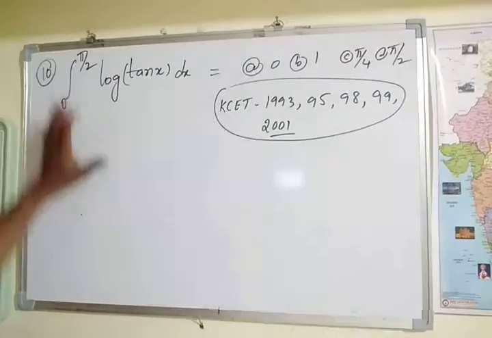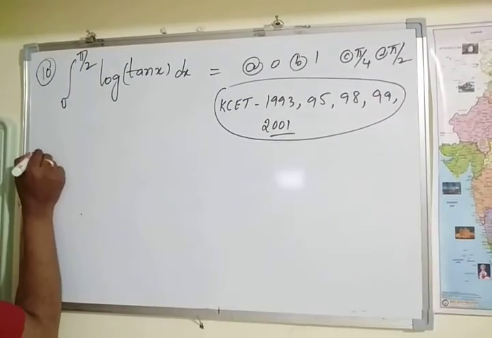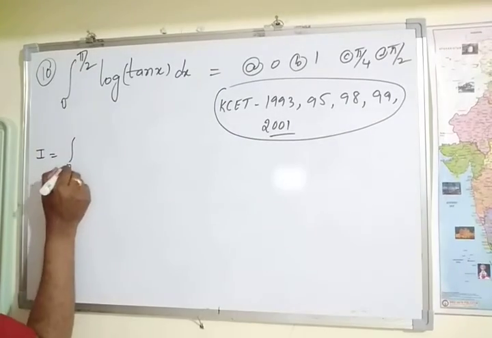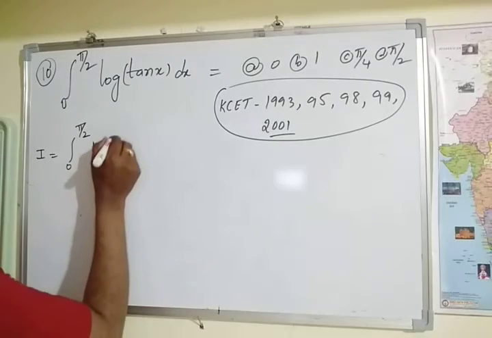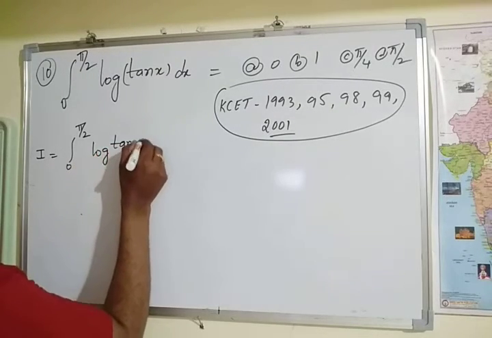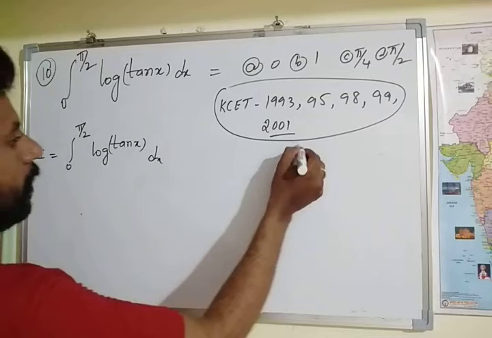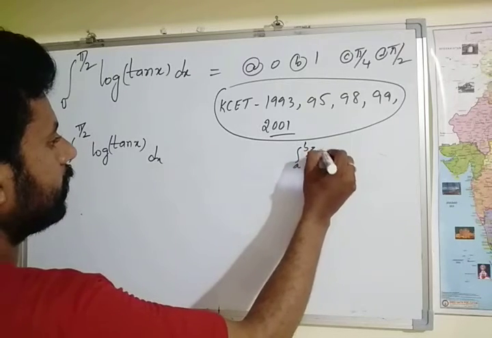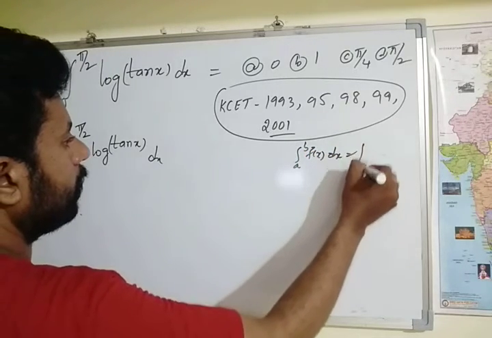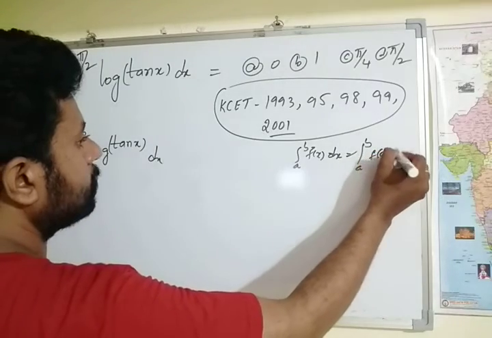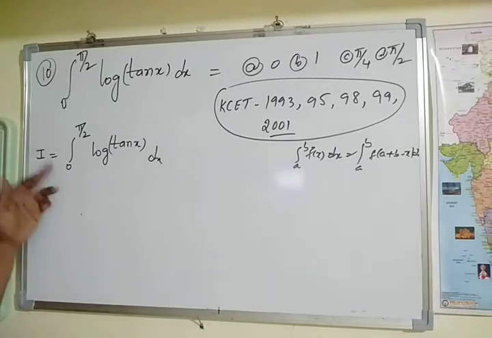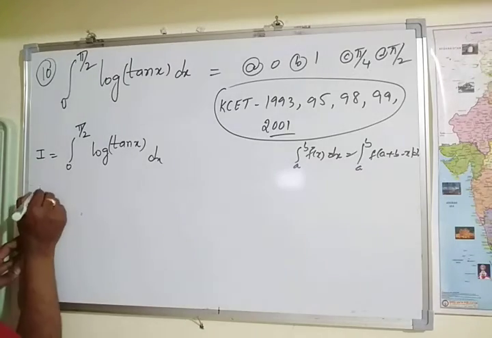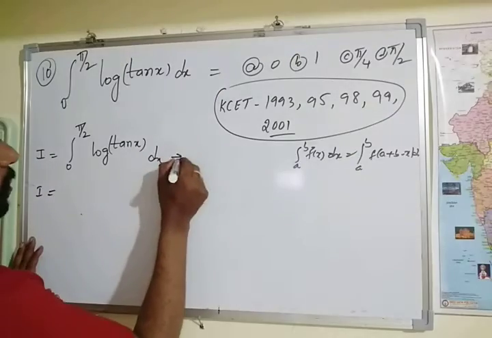So next result, important. I is equal to integral of 0 to pi by 2 log of tan x. See, here also apply the same property. Integral of a to b f of x into dx is equal to integral of a to b f of a plus b minus x into dx. Now here we have a is 0, b is pi by 2. Now I is equal to, here consider equation number 1, this result.